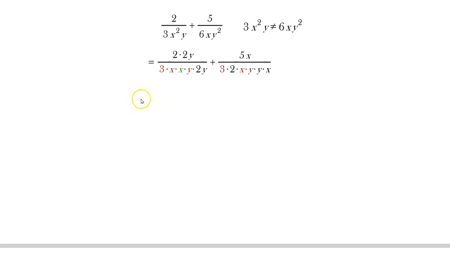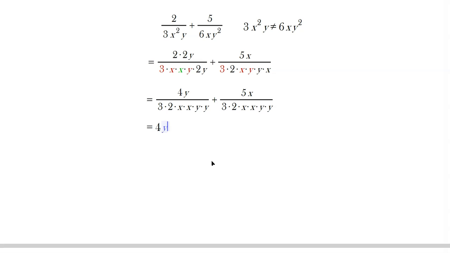And now, let's look through these very carefully. Let's clean them up a little bit, so write them in the same order. So 2 times 2y is 4y. And in the bottom, I would have the following: 3 times 2 times x times y times y. And look at the second one now. It's going to be 5x. And in the bottom is going to be 3 times 2 times x. So place the x's adjacent and then times y times y. Now the denominators look identical. And then you can work it from here.